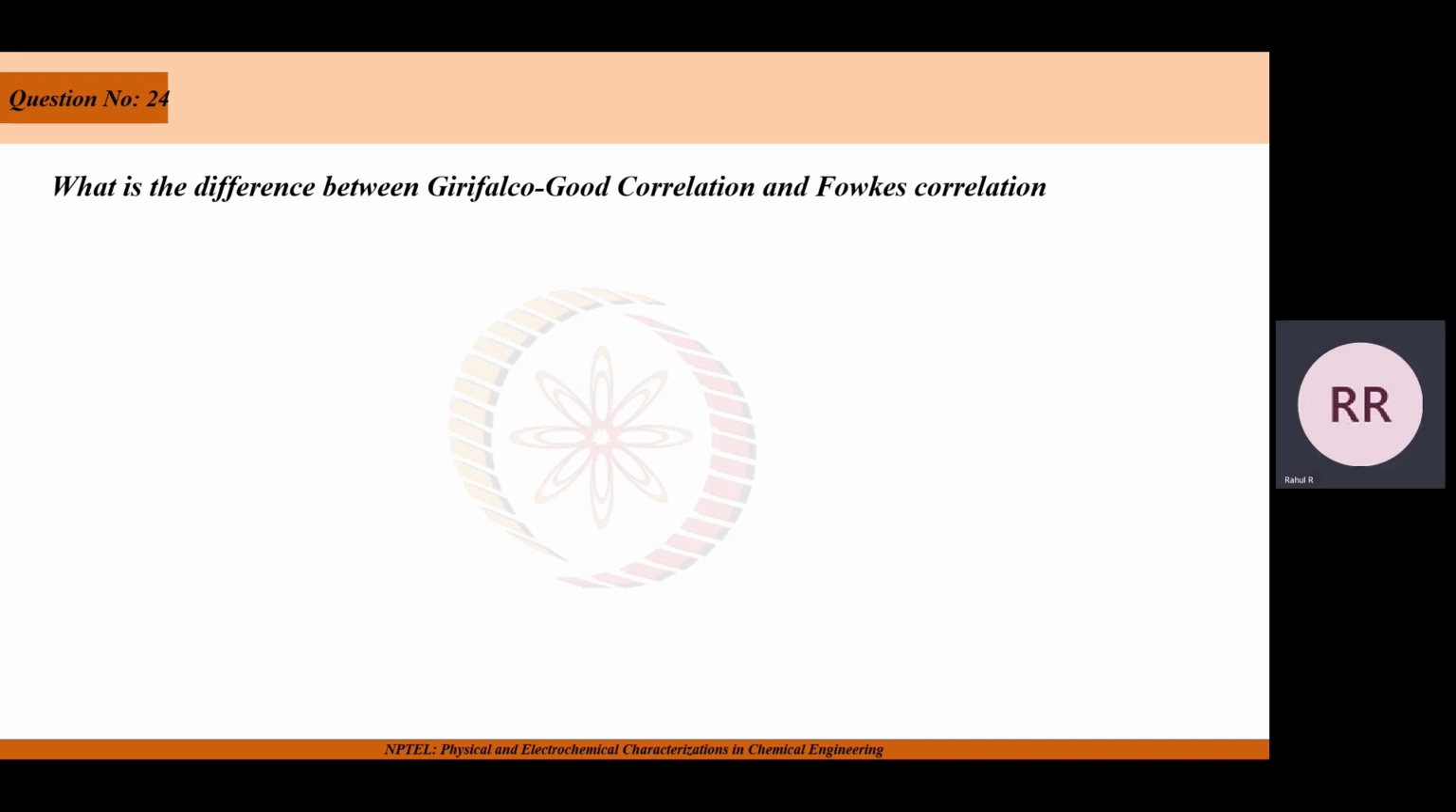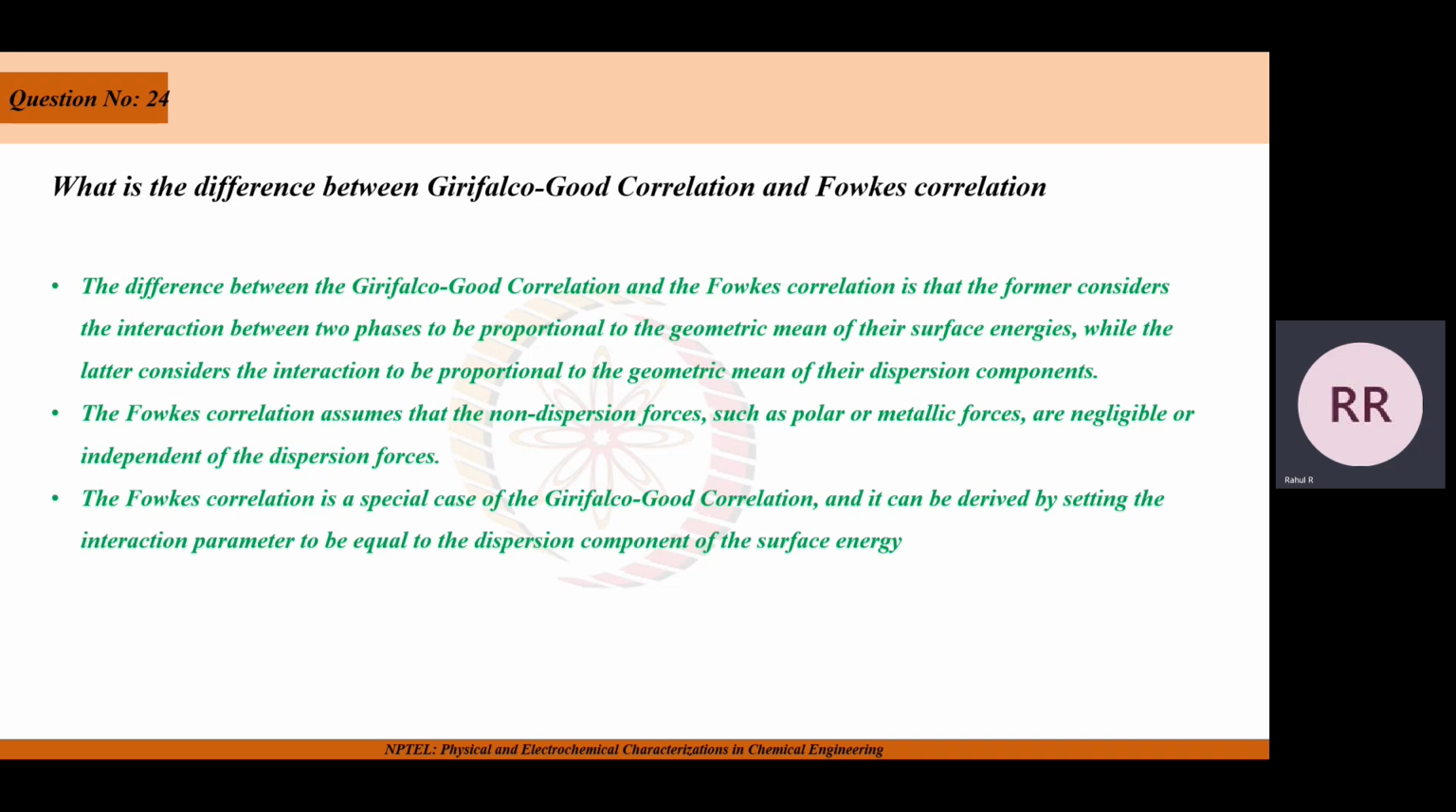So let us not waste the time. Let me discuss the answer. The major difference between the Girifalco-Good correlation and the Fowkes correlation is that the former considers the interaction between two phases to be proportional to the geometric mean of the surface energies, while the latter considers the interaction to be proportional to the geometric mean of the dispersion components.